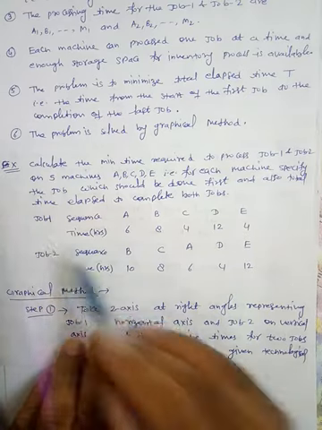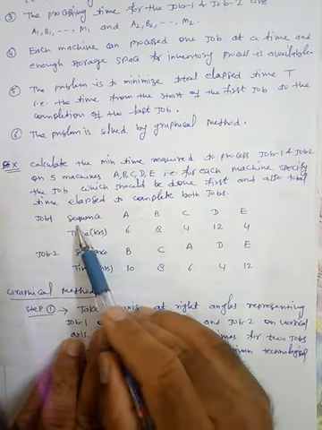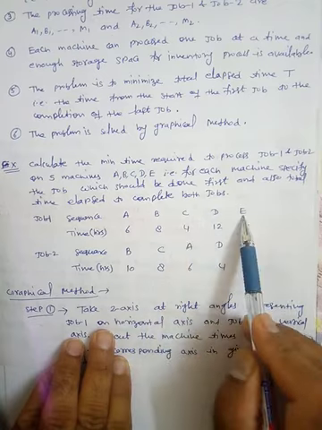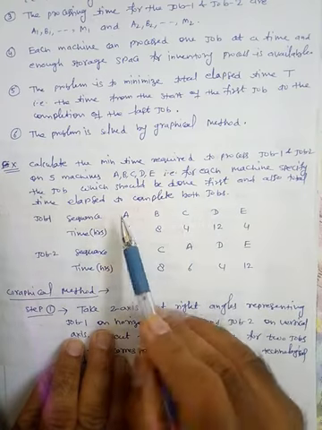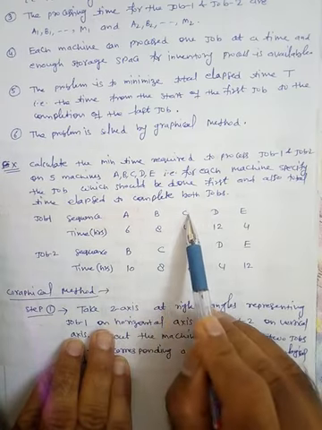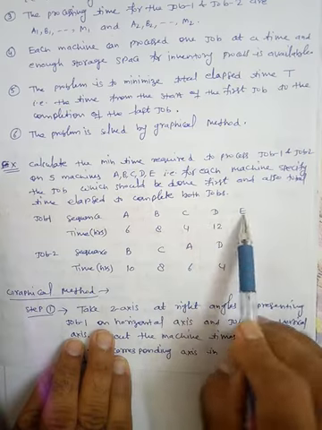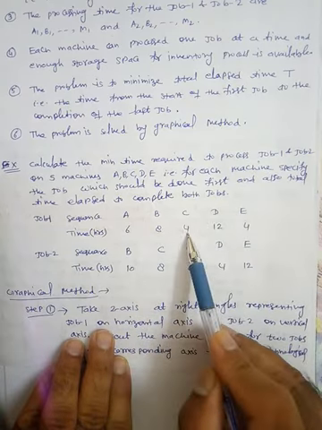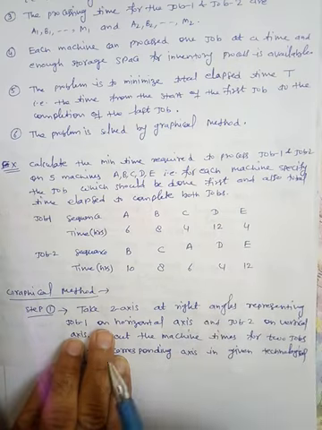Here is the data. This is for job 1. Job 1 has the sequence, the order of the machines A, B, C, D and E. यानी जॉब 1 पहले A में होगी, फिर B में जाएगी, फिर C में जाएगी, फिर D में जाएगी, फिर E में आएगी. And these are the processing times, 6 hours, 8 hours, 4, 12, 4 respectively.